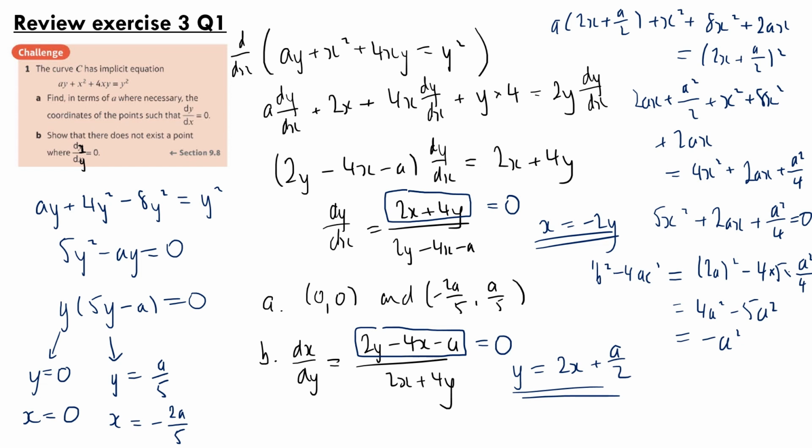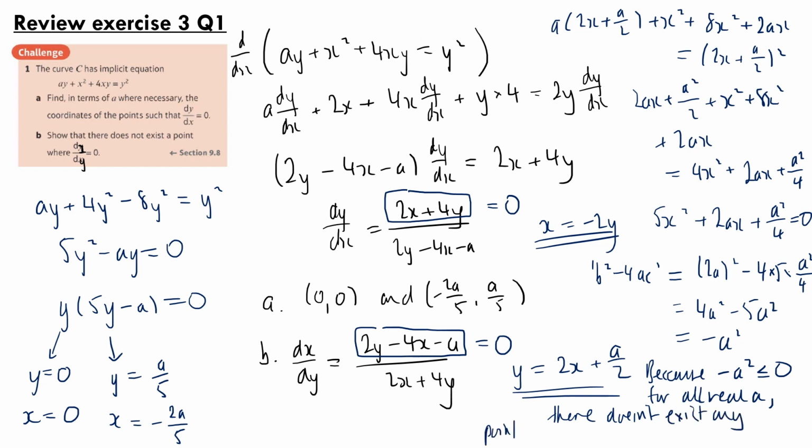And now, because minus a squared is less than or equal to 0 for all real a, there doesn't exist any points where 2y minus 4x minus a equals 0, and therefore there exists no points where dx by dy equals 0. And that is what we've been asked to prove.